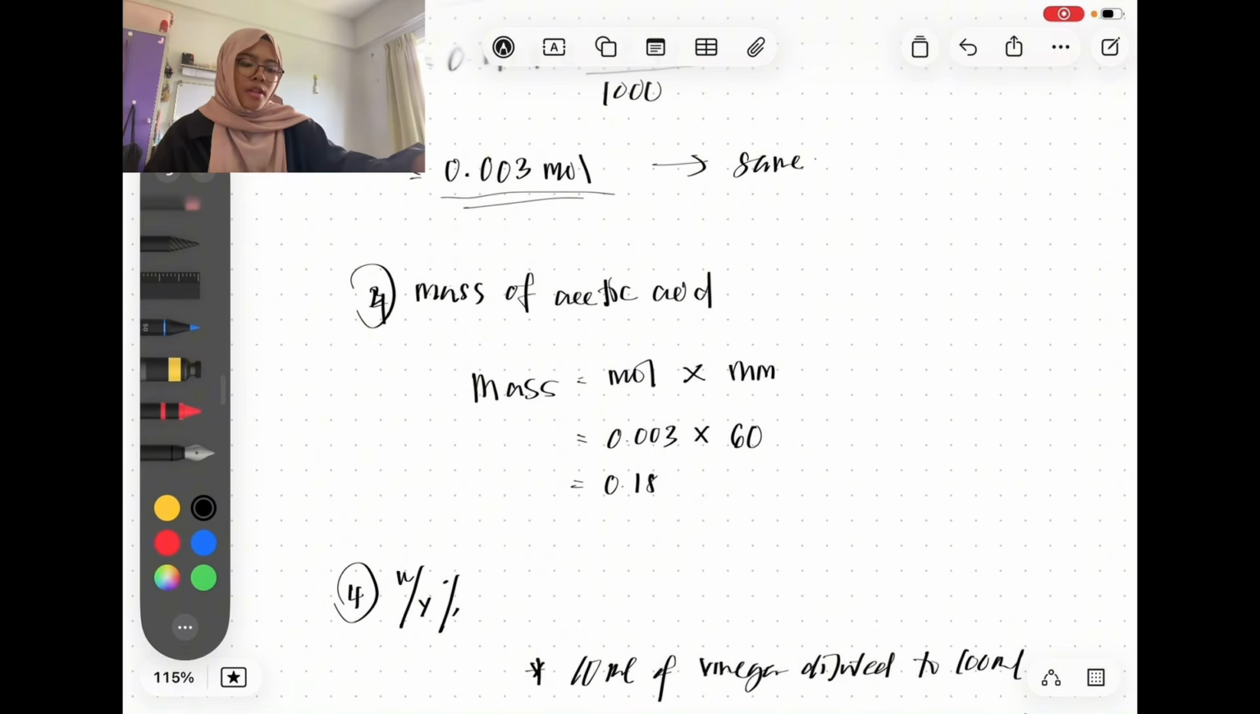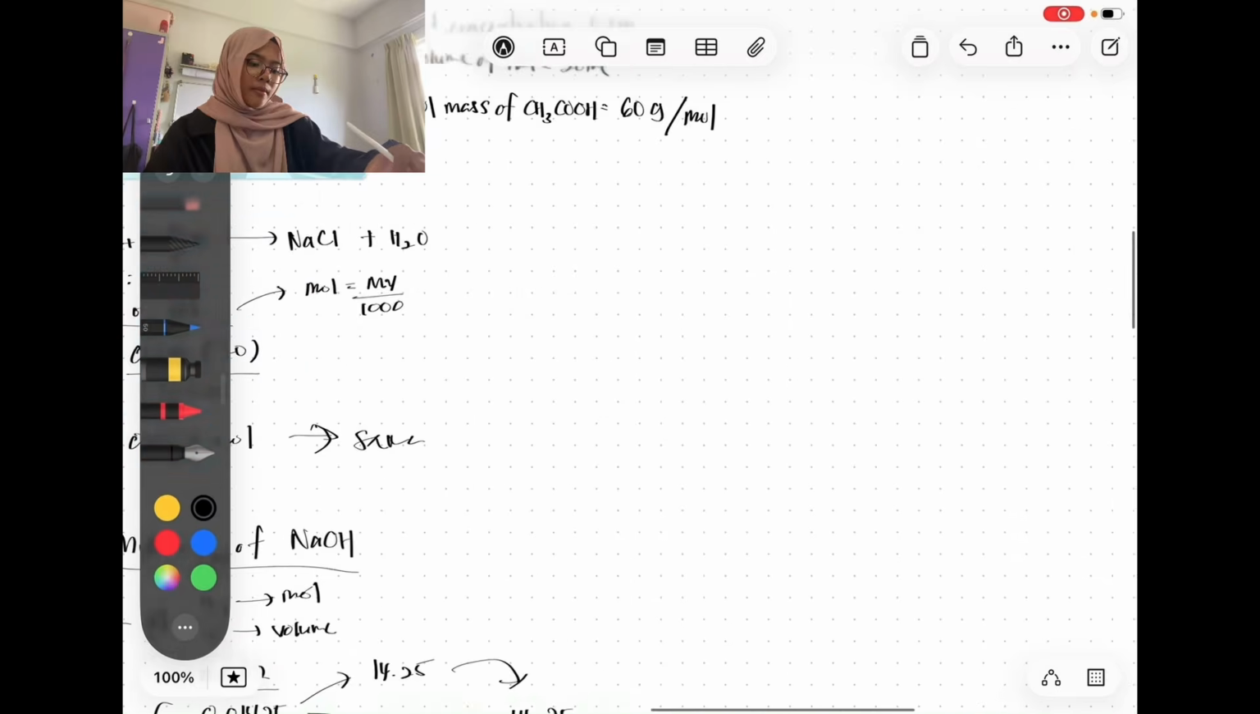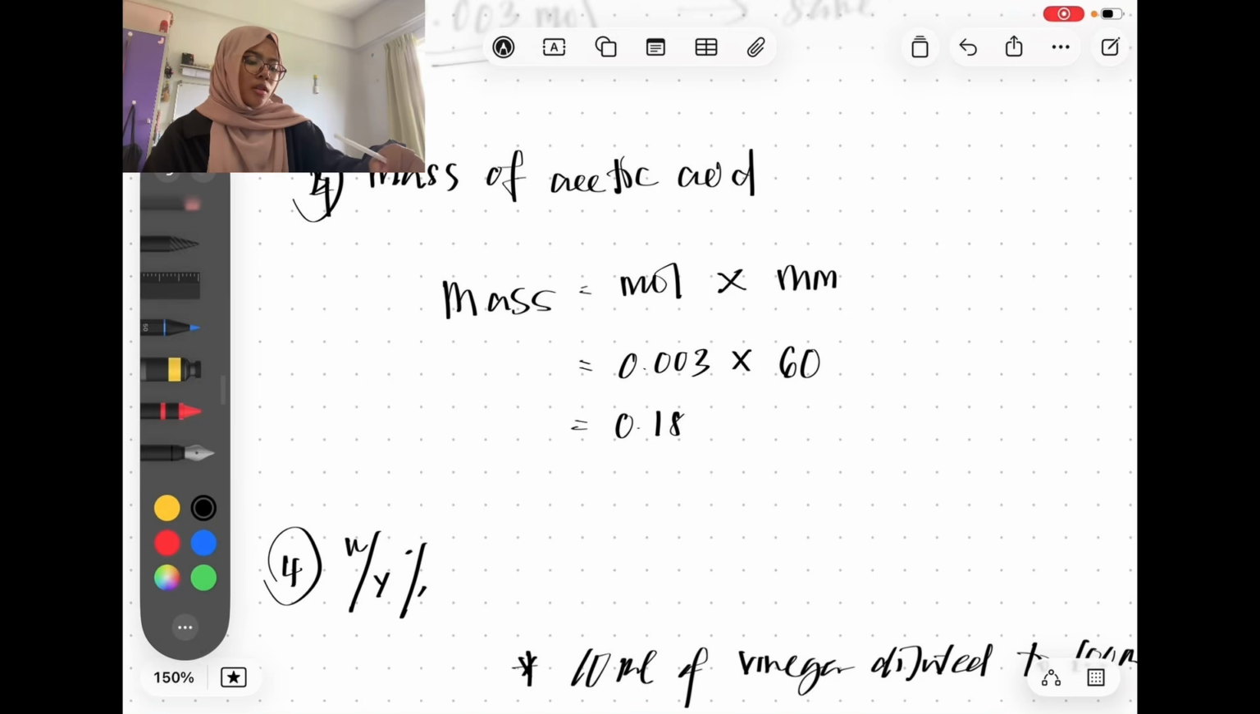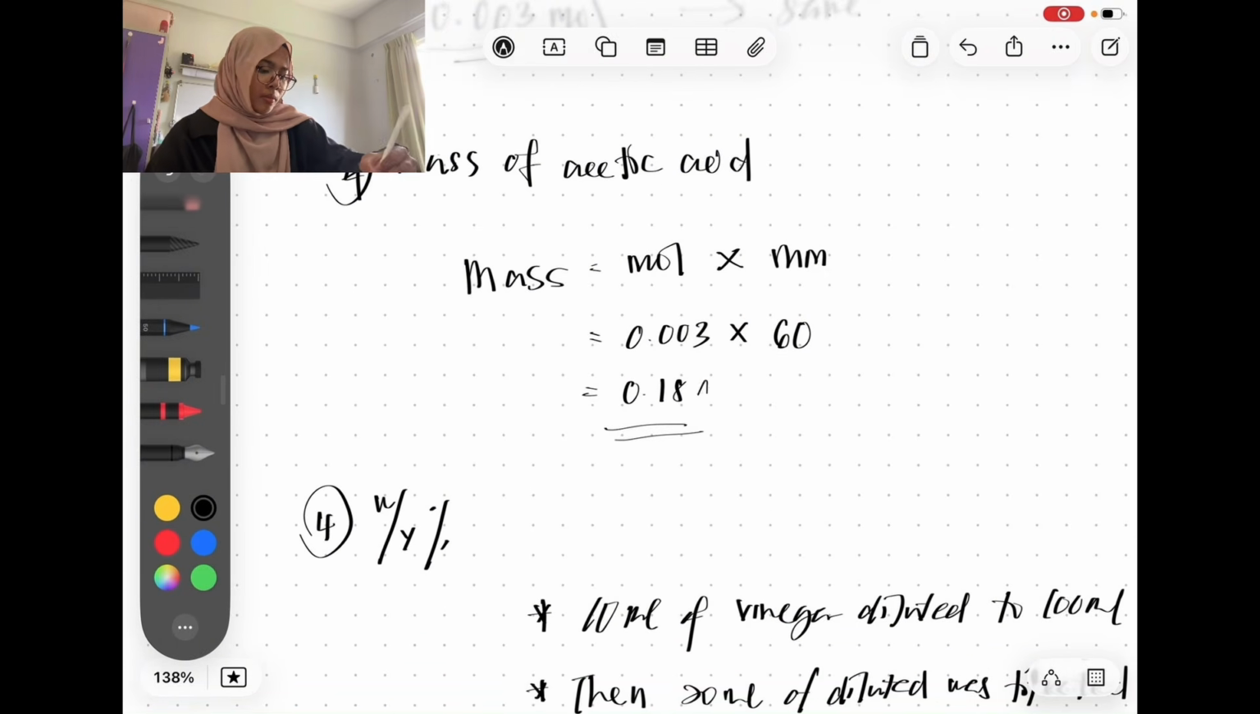Step 4, we need to find the mass of acetic acid. The formula of mass of acetic acid is mass equal to mole times molar mass. The molar mass of acetic acid is 60. So from the information and the formula, we just insert the information. The mole is 0.003 and 60, we get 0.18 gram.